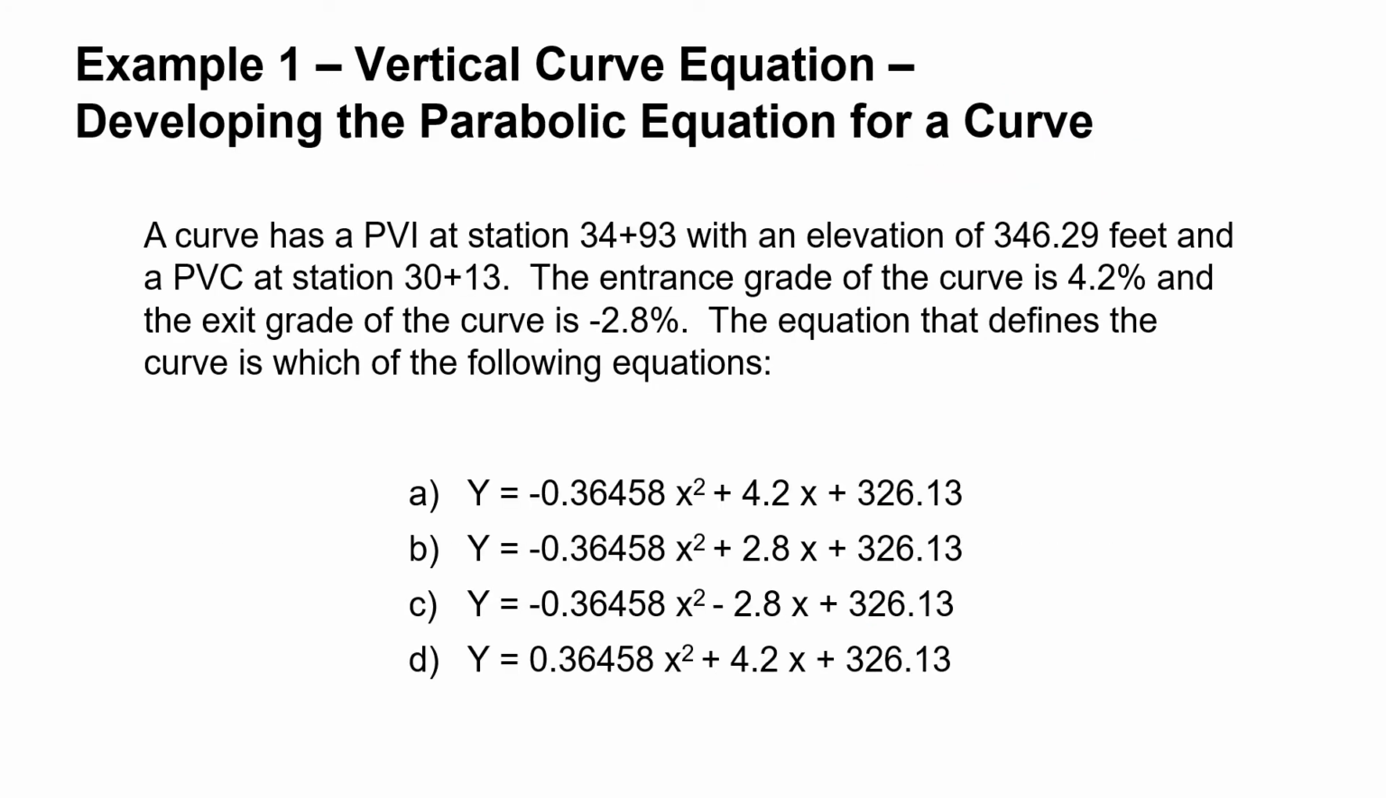So example 1: we're told that we have a curve with a PVI at station 34 plus 93 that has an elevation of 346.29 feet, and a PVC station at 30 plus 13. We're told that the entrance grade is 4.2% and the exit grade is negative 2.8%. We're told to find the equation that defines the curve.